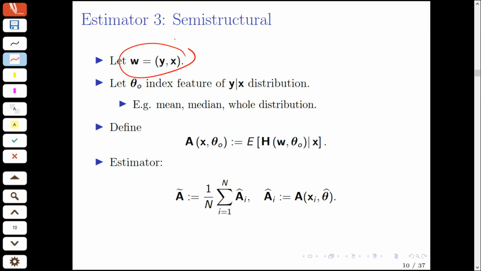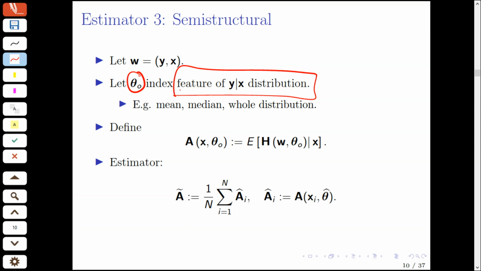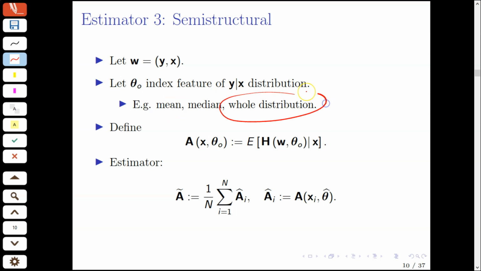At this point, we'll assume that W can be separated into two parts, Y and X, where we think of Y as being the outcomes and X the regressors or conditioning variables. Now suppose that theta naught, our parameters of interest, index some feature of the conditional distribution of Y given X. This feature could be the conditional mean or conditional median, or it could be just the entire conditional distribution.